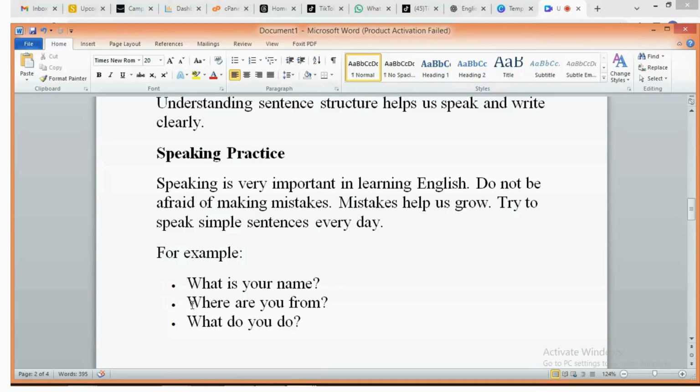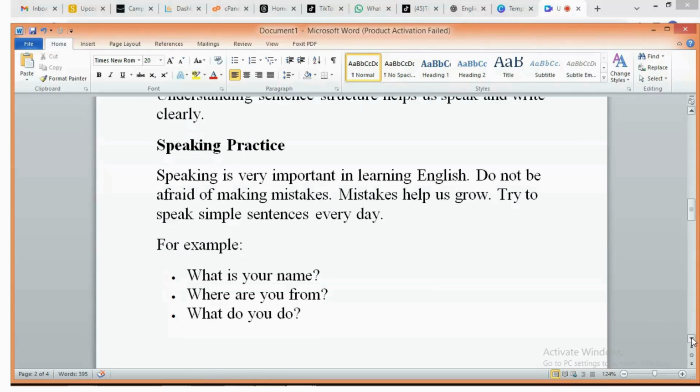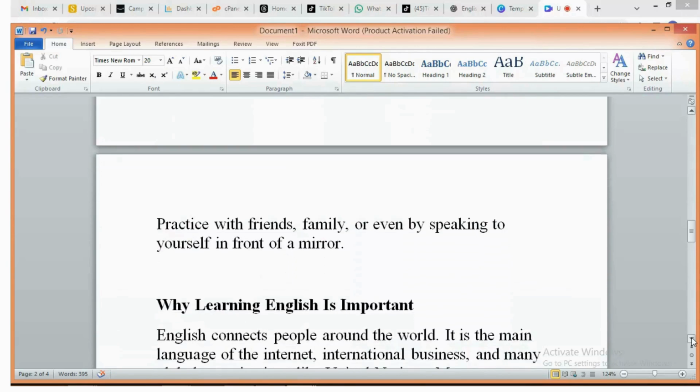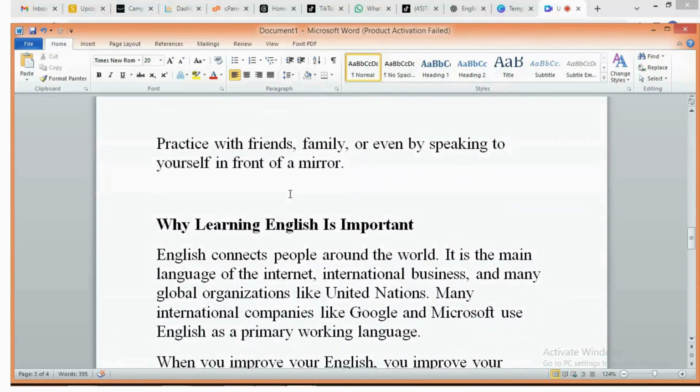Can I answer this? This is the question. What is your name? My name is Emily. Where are you from? I am from Austria. What do you do? I work as a nurse. I answered the questions. Practice with friends, family, or even by speaking to yourself in front of a mirror.